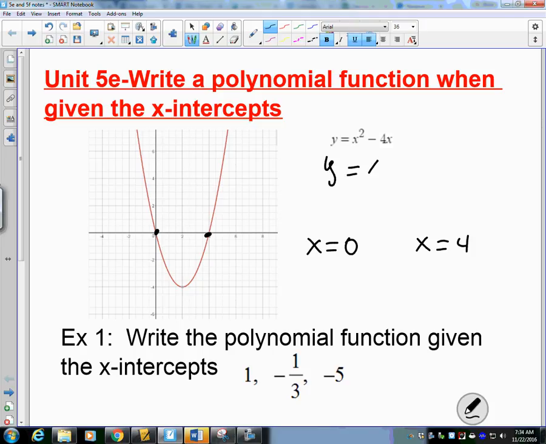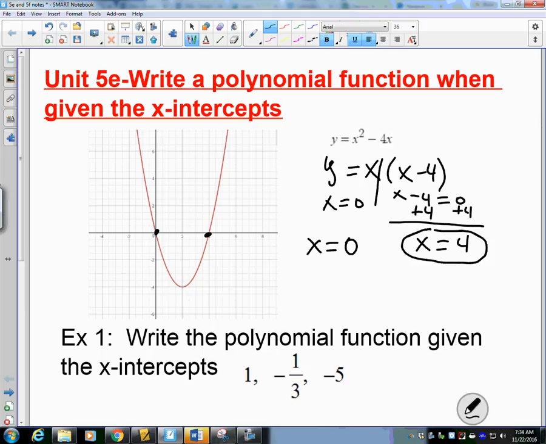is by factoring. So if I factor out an x, and then I set each factor equal to 0, so first factor x, set that equal to 0, and x minus 4 equals 0, and I solve for x on both of them, I end up with x equals 4, and this is already solved for x equals 0, so that's x equals 0, which end up being our x-intercepts.